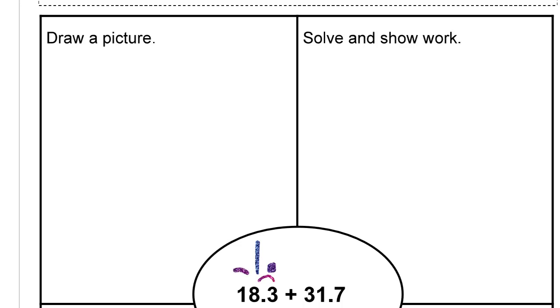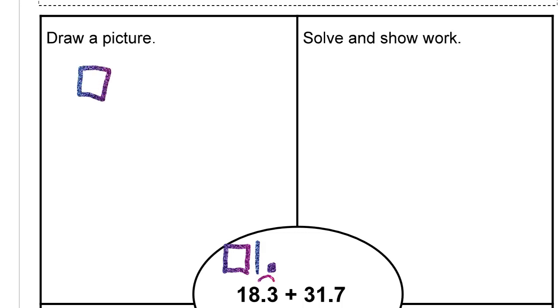Now I have the tens column, and I would have to use something 10 times greater than the ones, and that would be, in base 10 blocks, called a flat, and it has 100 little boxes in there. So I can draw a picture to represent 18 and 3/10. So let's do that. What do my tens look like? They look like a flat.